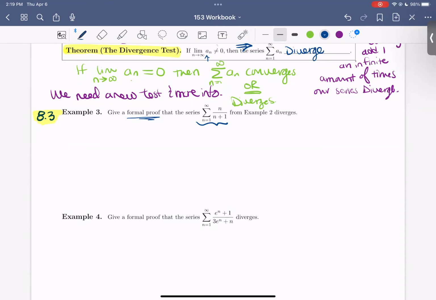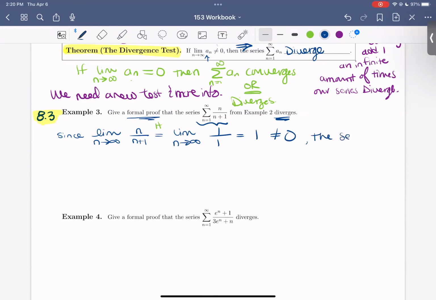So what we know about the series is that it diverges because these terms do not go to 0. So let's begin with that. So since, I'm going to back up and use a different pen here. So since the limit as n goes to infinity of n over n plus 1 is equal to, by L'Hopital's rule, the limit as n goes to infinity of 1 over 1, which is 1, and that does not equal 0.